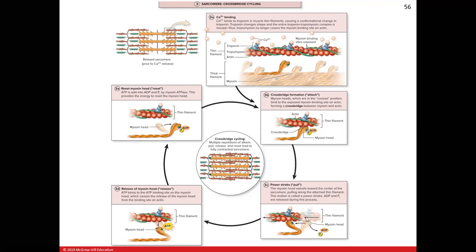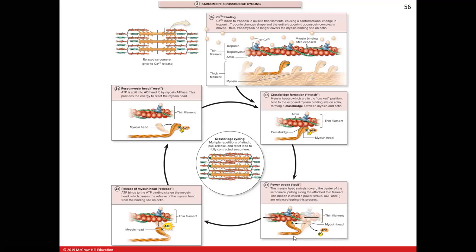And so our myosin heads basically pull the actin molecule towards the M line, and it decreases the distance of the H zone. So the myosin head then swivels towards the center of the sarcomere, pulls the attached thin filament, and this motion again is called the power stroke. And it's also at this point that the ADP and inorganic phosphate are released.